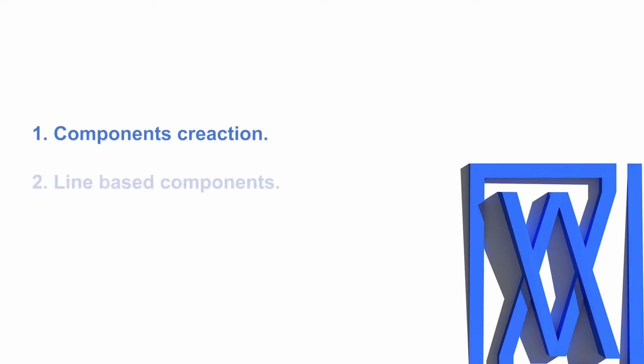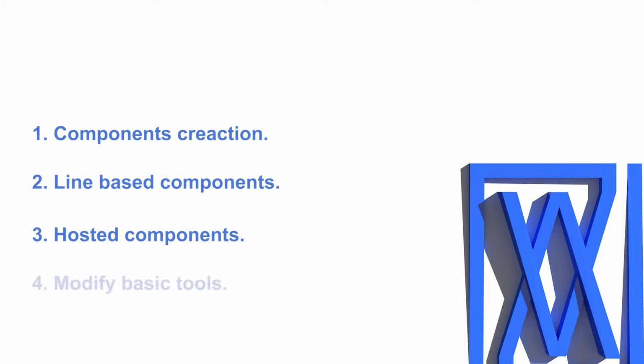In this video we're going to talk about the creation process of the components. We are going to talk about the line-based components and also the components that require to be placed in another object or architectural object. In this case, we are going to talk about the ceiling-based components. And we're also going to talk about the modify tools in the ribbon, such as align, offset, mirror, move, copy, and so on. And we're going to talk about restrictions and some other functions.